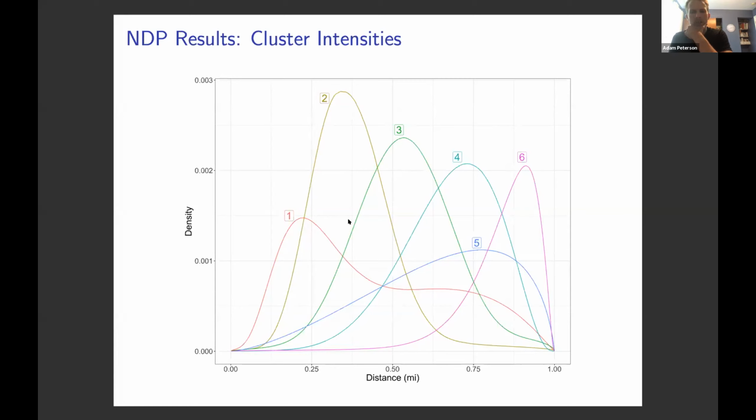I think the only other thing to say about this slide is that this labeling here is important for the next slide. You're going to see 1, 2, 3, 4, 5, 6. That ordering is in terms of how close the peak of that intensity function is, describing how close the fast food restaurants are to the school.